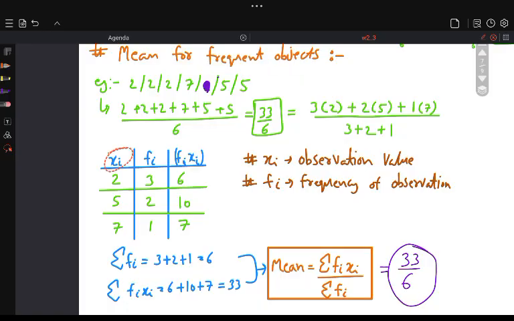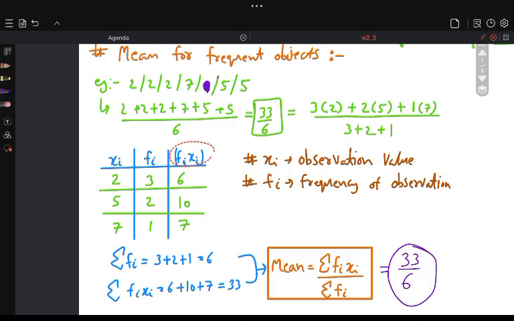xi is the observation, right? 2 is given here, 5 is given here, and 7 is given here. It is the observation, and fi is the frequency of that observation. 2 has occurred 3 times in our data, so 3 is given. 5 has occurred 2 times, so 2 is given, and 7 has occurred only 1 time, so 1 is given. And then we will multiply both of them, that will give 6. See, here we were multiplying, so this is the same operation that we are doing here also.